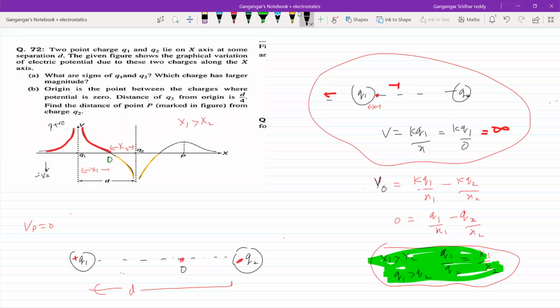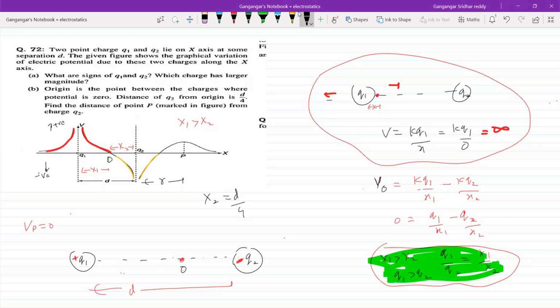Distance of Q2 from origin is d by 4. So what is the value of x2 now? I'll assume it to be d by 4. It is asking to find the distance of point P from charge Q2. It is asking for this distance. How to bring this without any information? What is the graph we have? Potential versus x, no? How to bring that one?